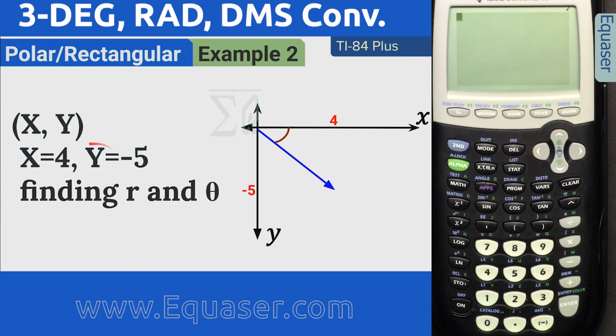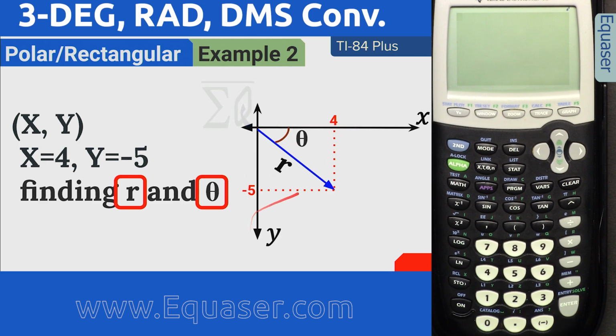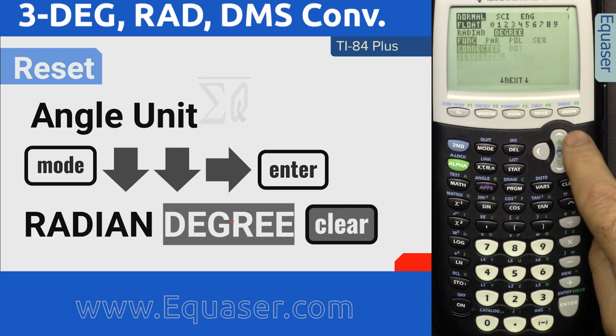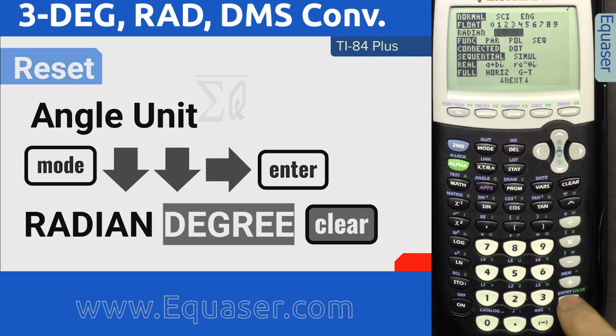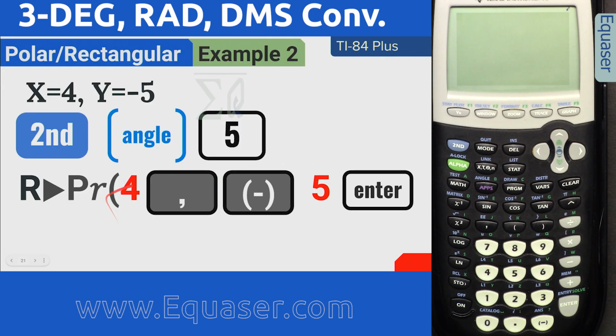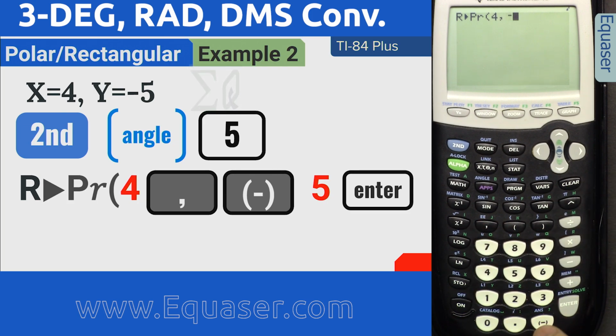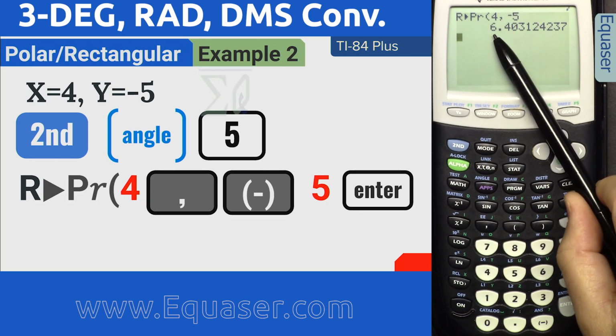This is another example. We have x equal to 4, and we want theta and r. So x is 4, y is minus 5, below this axis. Let's change the unit to degree. Go to mode, select degree. If it's not already selected, press clear to exit. Second function, angle, and then 5, we want r, and then 4, comma, minus, I'm using this minus, and then 5, and enter. That is our r, or magnitude.